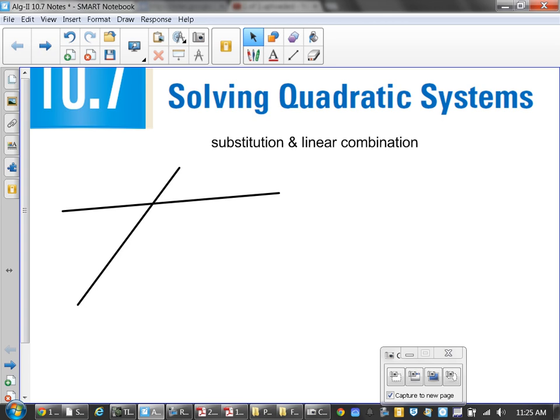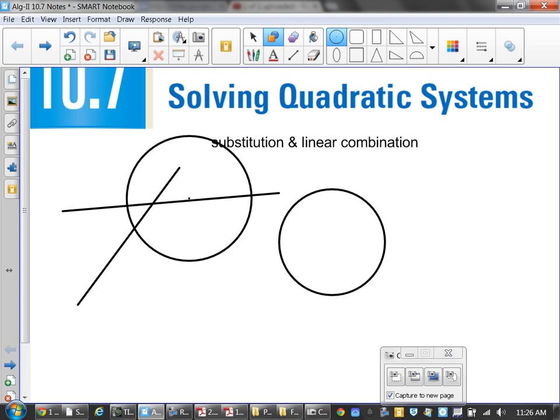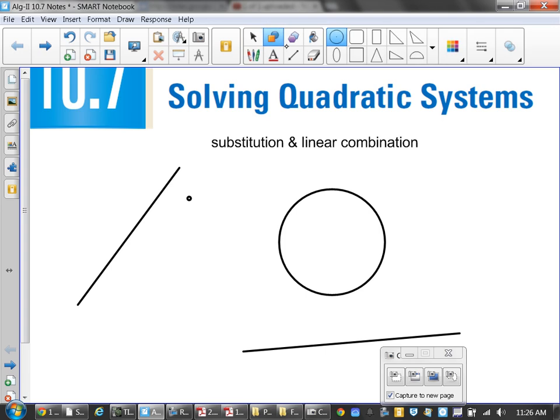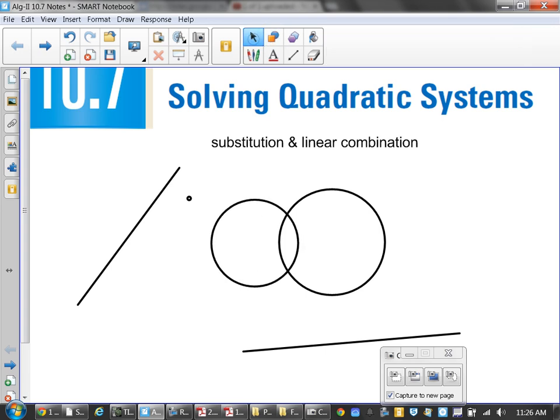Well, like I said yesterday, instead of working with lines, we're going to be finding the intersection of a line and a circle. So how many places can a line and a circle possibly intersect? Two, one, or none. You agree? Yes. Same idea with two circles. Two circles can intersect at two spots, one spot, or they could wind up being the exact same circle.